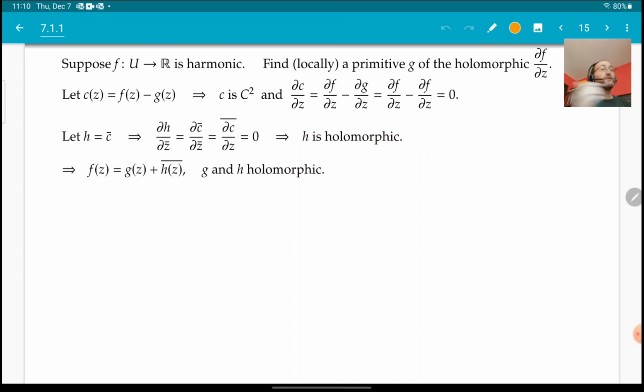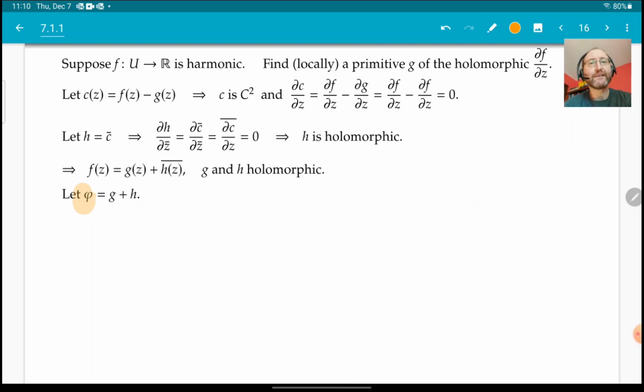All right, so what did we do? If I solve for f, right? So f is g plus the bar of h, which is c, right? So we have f written as a holomorphic function plus the complex conjugate of a holomorphic function. Now we can do better than that.